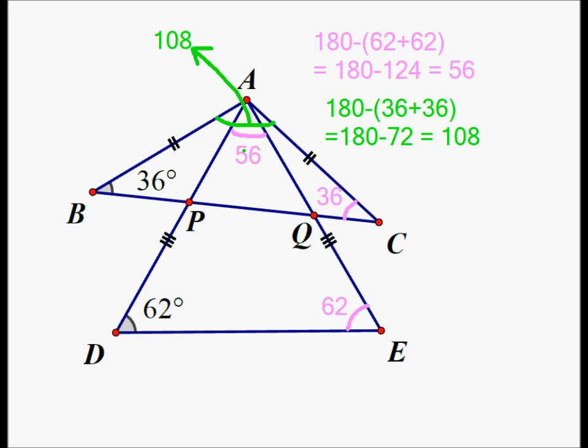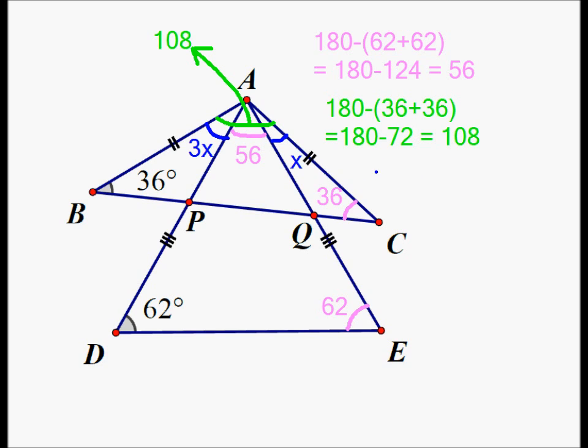Okay, now I know that this angle is 3 times this angle. So if this is x, this has to be 3x. That's given in the question. So if this is x, this has to be 3x. Note, these two blue angles, x and 3x, should be really the difference between 108 and 56.